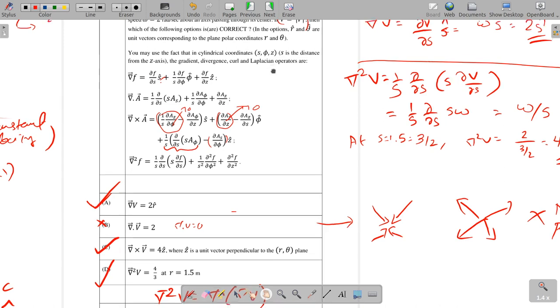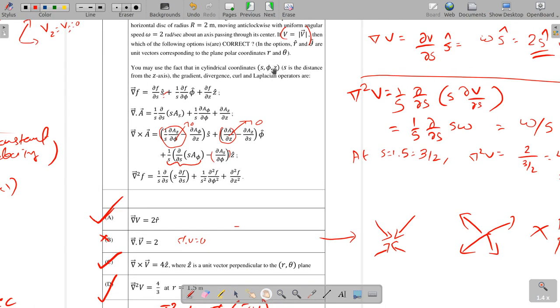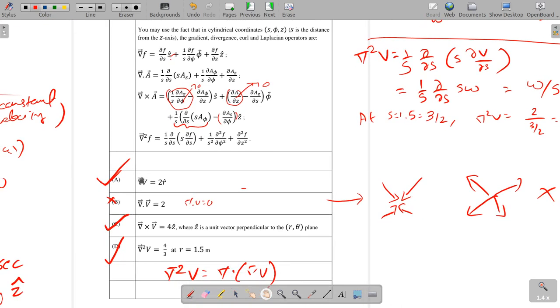There is a little confusion, since s phi z is given here and r theta is given here, so you have to choose the axis in order to get this kind of setup. So the gradient of v will be 2r cap. So this is also a right answer.